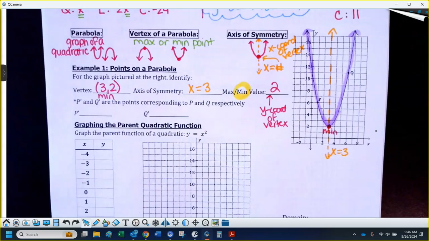It's going to actually be a y value. That's true for any graph. If it asks you for a minimum value, it's going to be the smallest y value. Or a maximum value would be the biggest y value if the graph turned the other direction.